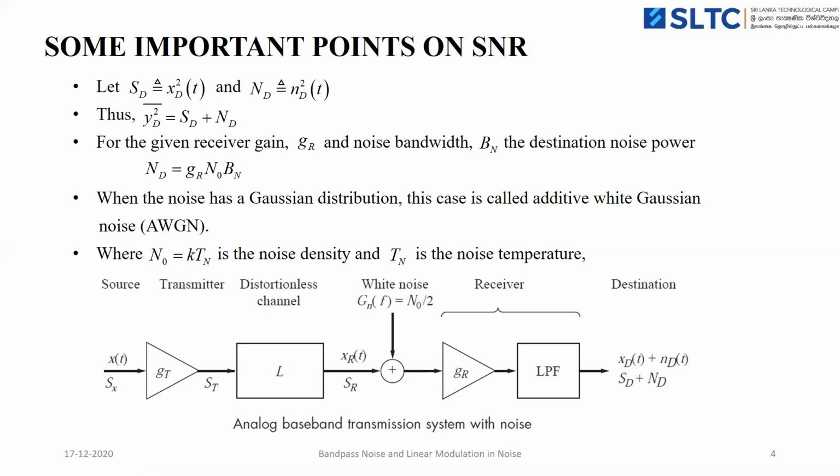So the signal passes through the receiver section, which has the receiver gain GR. After that, it passes through the low pass filter. Finally, we get the received signal at the destination, which is the output of the low pass filter, equal to the addition of the signal term XD of t and the noise term ND of t. Or we can write simply SD plus ND in terms of the power of the received signal.